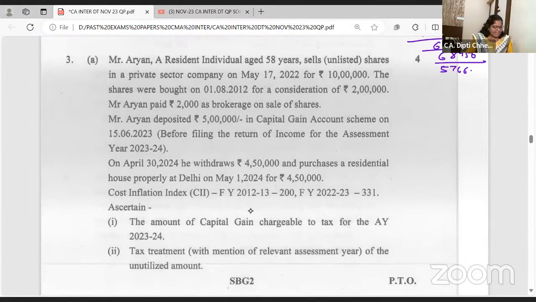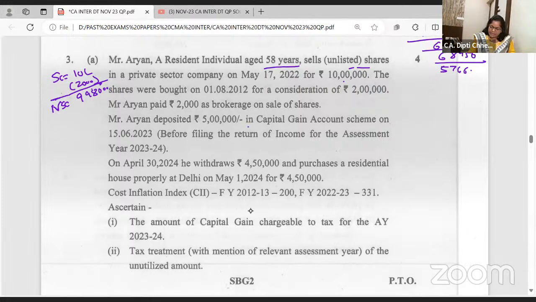Question number 3A. This is a beautiful simple question for capital gain. चलो solve करते हैं. Arya, a resident aged 58 years, sells unlisted shares. Unlisted shares, the holding period above 2 years, long term जाएगा. Private sector. So sale consideration I am writing 10 lakh. The shares were bought on 1st August for 2 lakh. And Arya has paid expenses for brokerage 2,000. So what is the net sale consideration? 9,98,000.